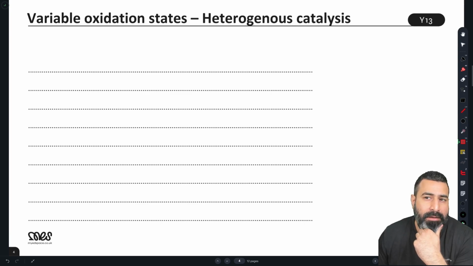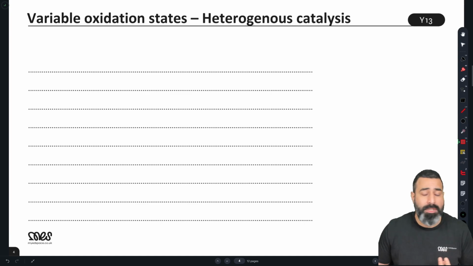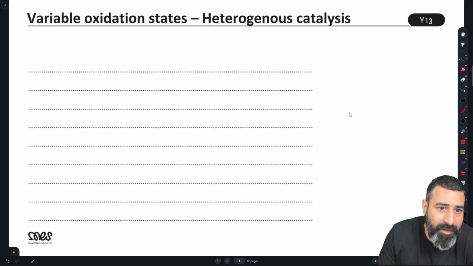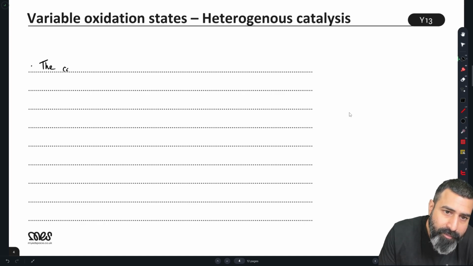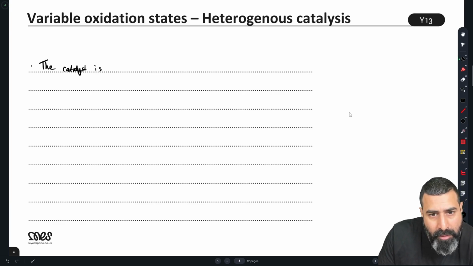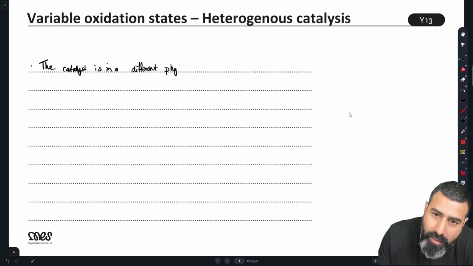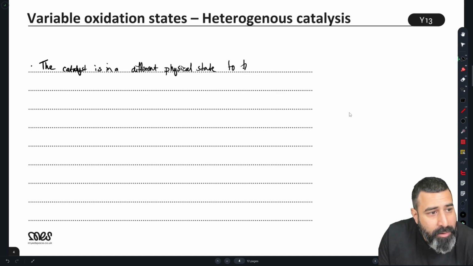Okay, so now we're going to delve into some heterogeneous catalysis. Okay, so there are 2 different types of catalysis that we need to know about. One is heterogeneous catalysis and the other is homogeneous catalysis. So in heterogeneous catalysis, the catalyst, so let's just get the definition down first. The catalyst is in a different physical state or phase to the reactants.